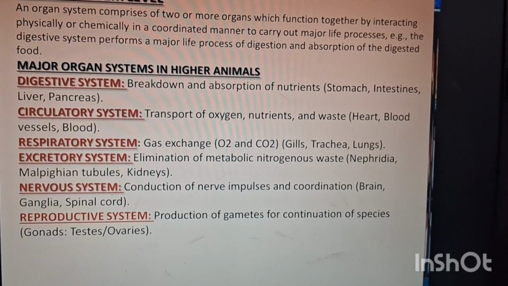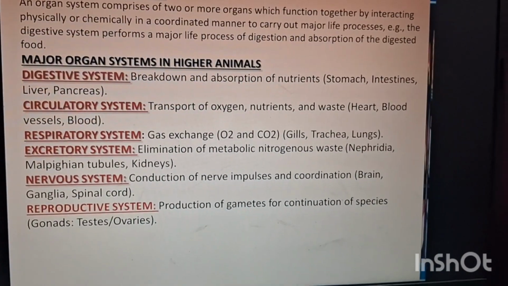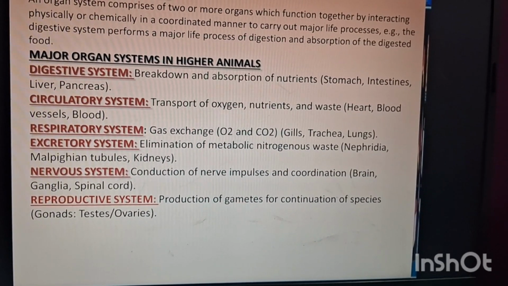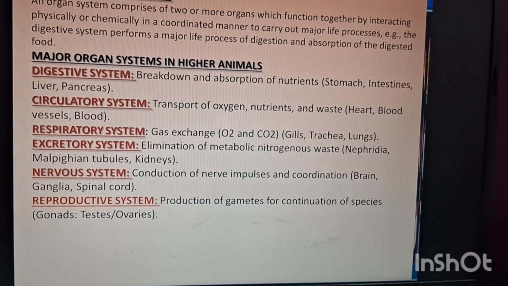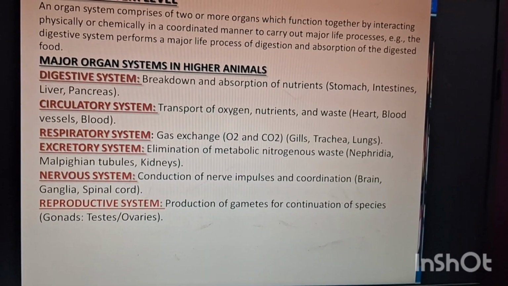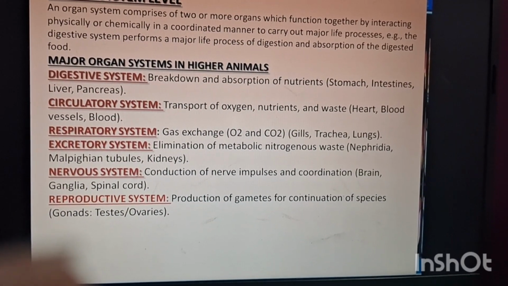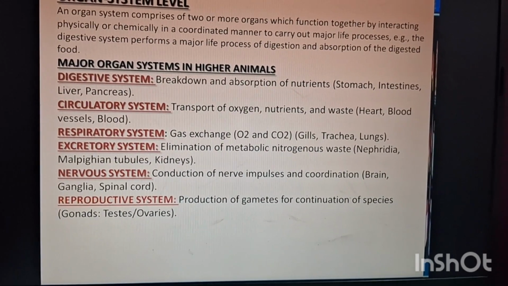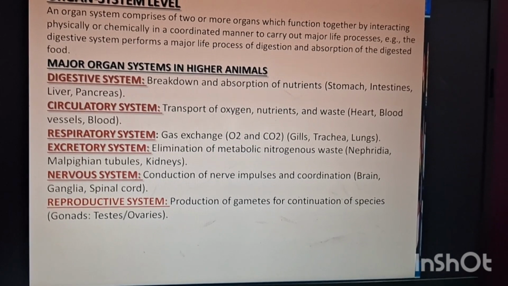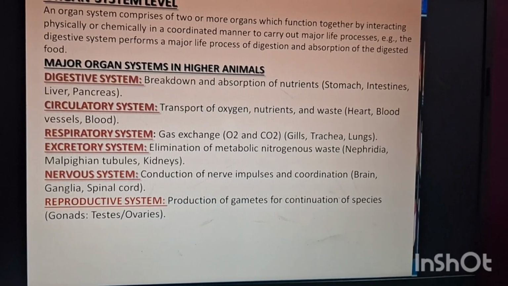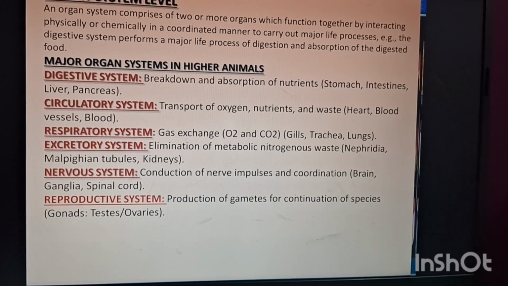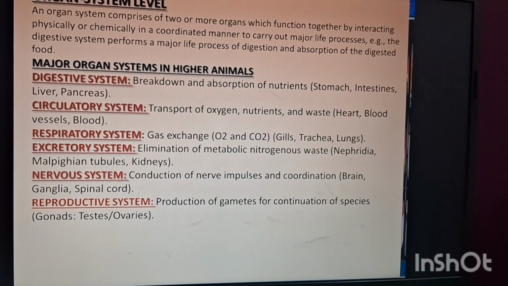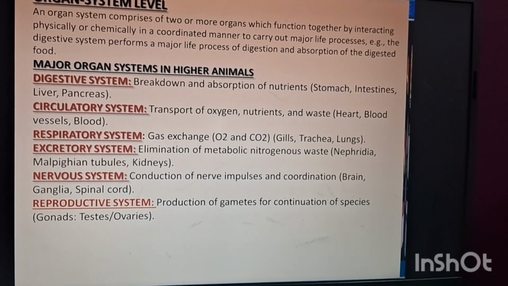An organ system comprises 2 or more organs which function together by interacting physically or chemically in a coordinated manner to carry out major life processes. Example, the digestive system performs the major life processes of digestion and absorption of the digested food. Major organ systems in higher animals: digestive system. Breakdown and absorption of nutrients. Included organs are stomach, intestines, liver, pancreas, etc.